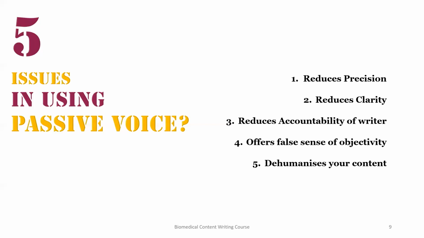Then fourth comes, it offers a false sense of objectivity. False sense of objectivity means you feel that something is happening, but actually you don't know how it is happening, how it is done, and who is doing that. All these things are not clear, and somewhere it is hidden, and somewhere it is not actually disclosed by the writer. So it is a false sense of objectivity you are giving to the reader.